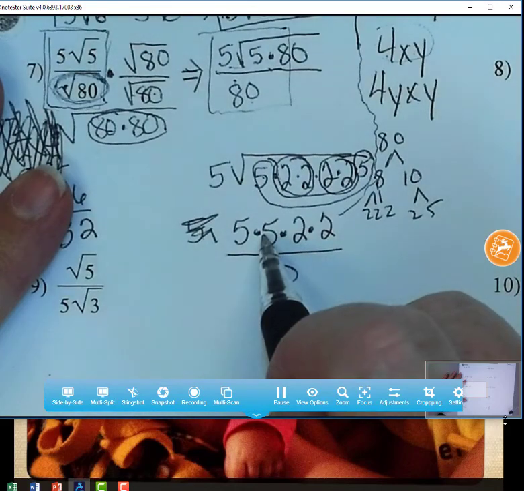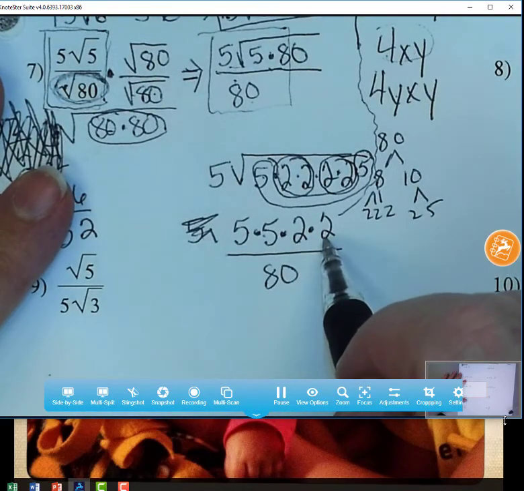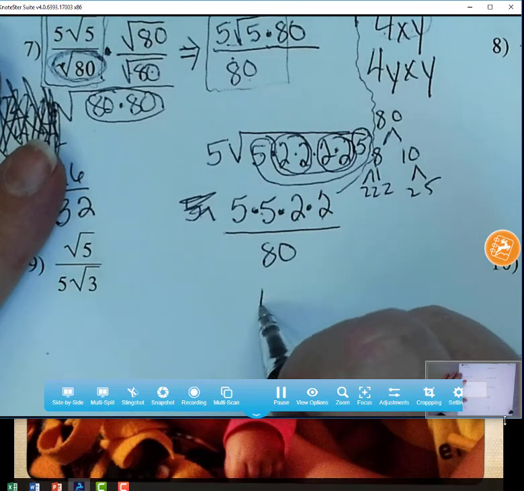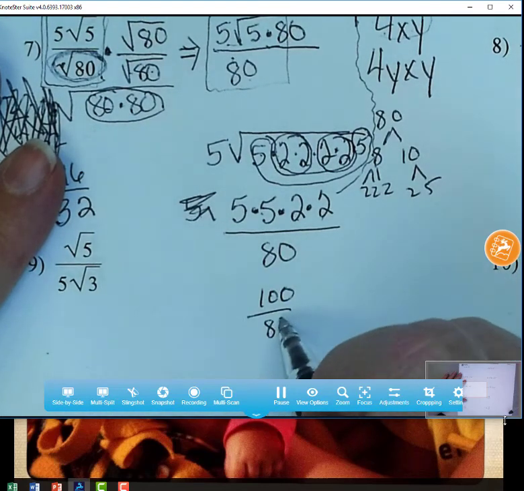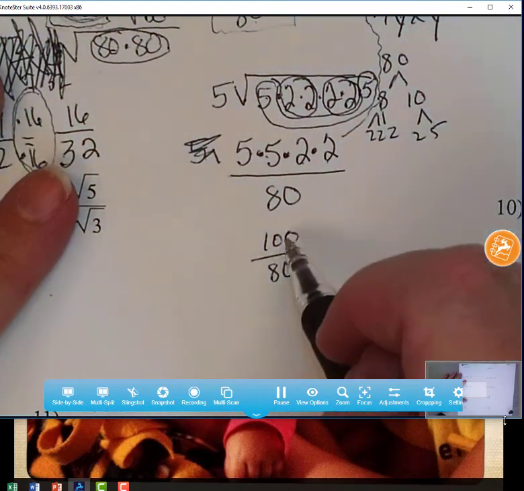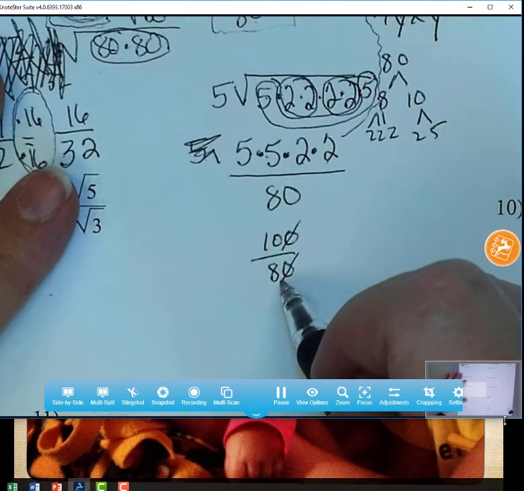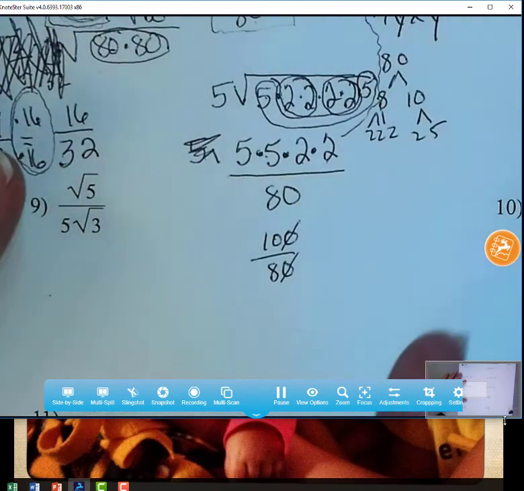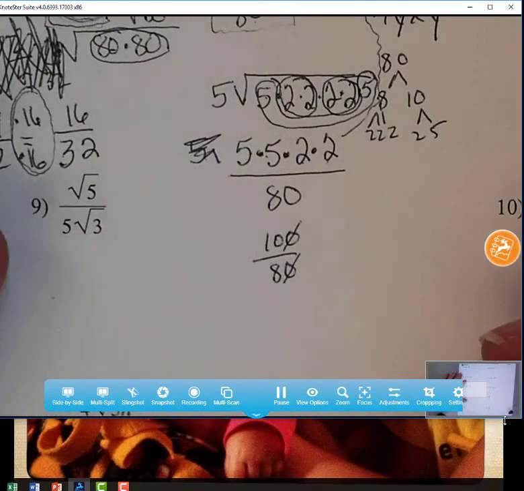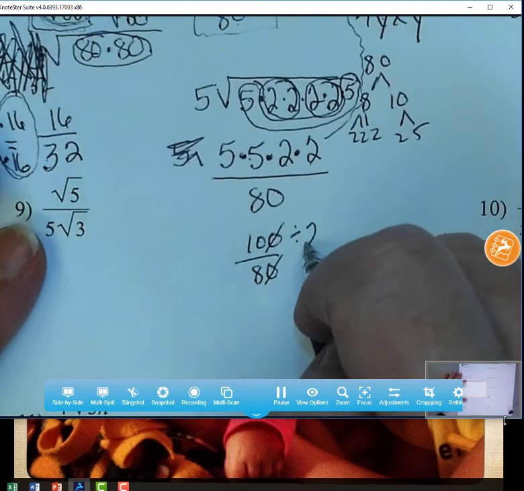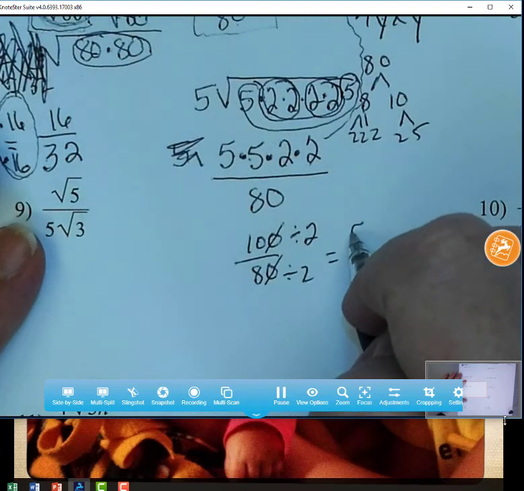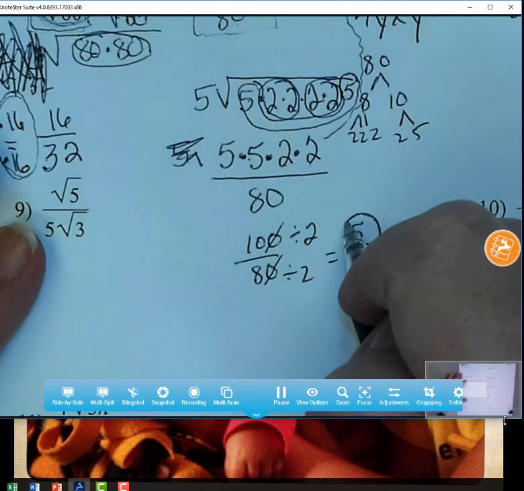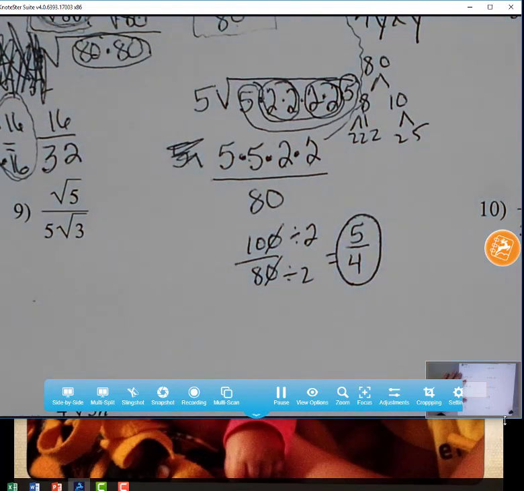Five times 5 is 25, times 2 is 50, times 2 is 100. So this is the same as 100 over 80. Both of those can be simplified by dividing by 10. So I'll just cross off a 0 for both of them. That divides by 10 on both of them. And then what number can still go into 10 and 8? So I can divide this by 2 and I can divide this by 2. So 5/4. So the final answer to all of that nonsense was 5/4.